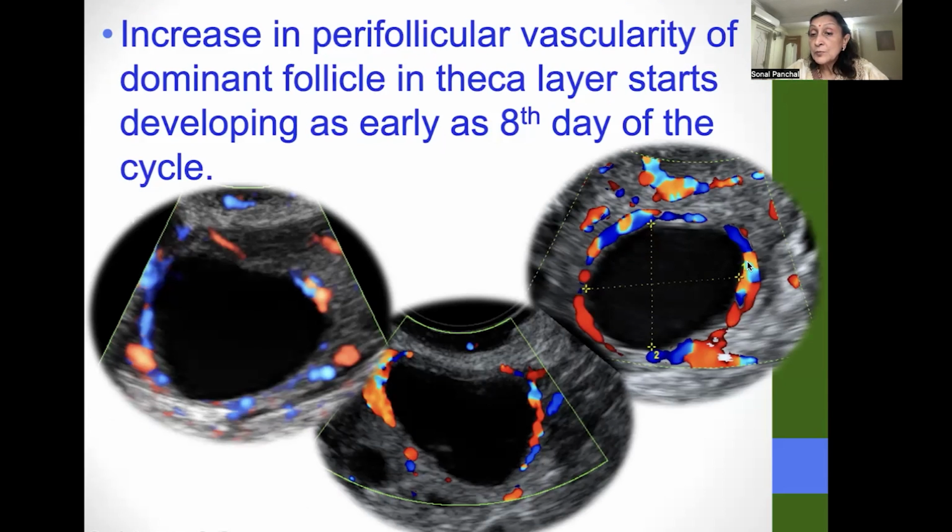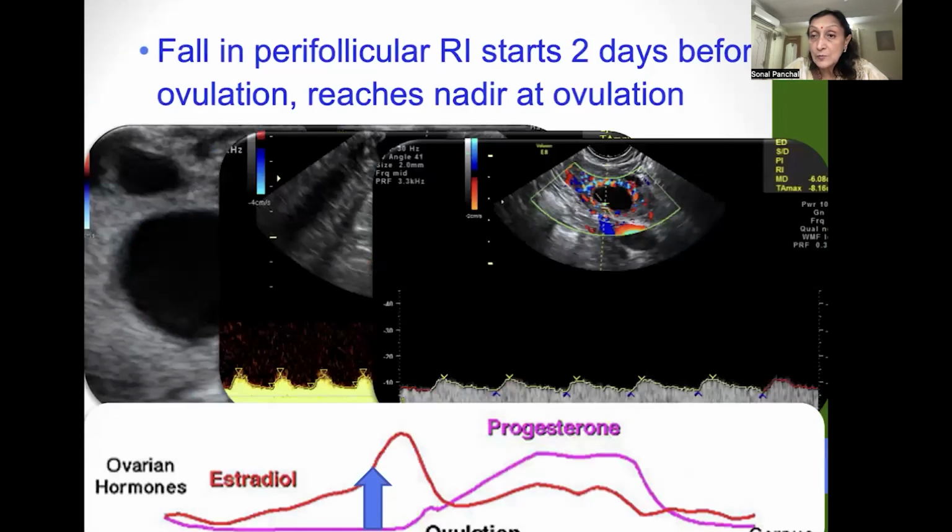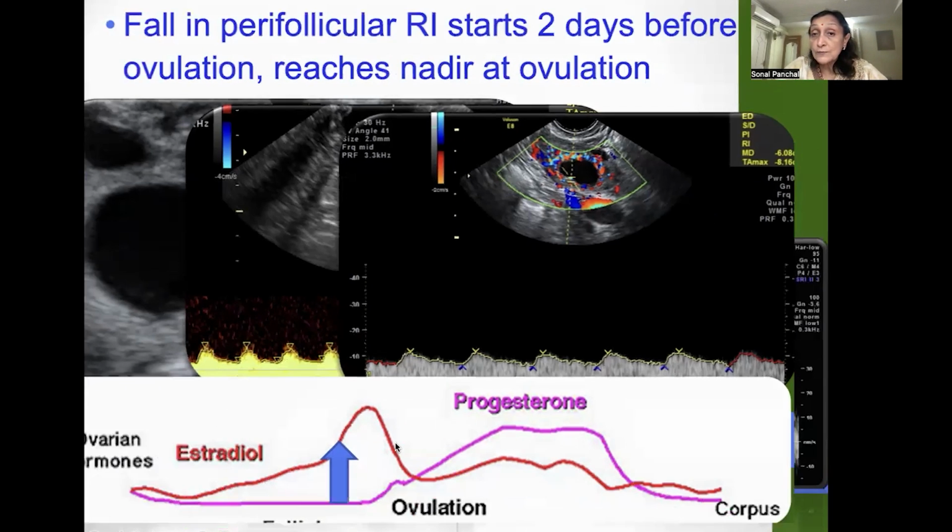And if there are multiple brightest areas, you may take 2 or 3 measurements instead of just a single measurement. Even if at one place you find that the RI of the follicle goes below 0.5, that tells me that the final estrogen surge has started. The fall in the perifollicular RI correlates with the final surge of the estrogen.